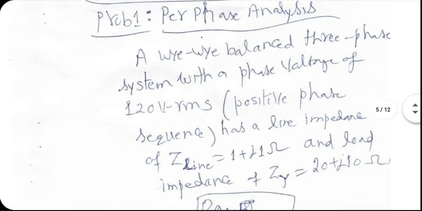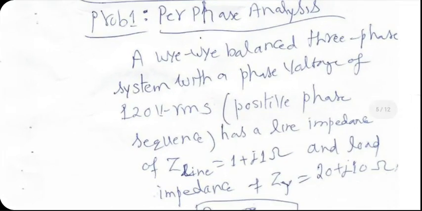Here is a solved problem. A YY balanced three-phase system with a phase voltage of 120 volt RMS, positive phase sequence, has a line impedance Z line. Sometimes I call it Z lines, sometimes I call it ZL, so be careful. The line impedance is 1 plus j1 ohm, and the load impedance is ZY equal to 20 plus j10 ohm. It's a balanced load.